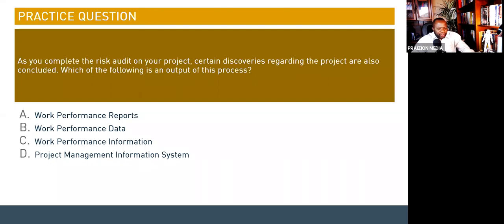So the answer to this, we first of all need to know that risk audits are carried out in the monitor risks process. And then you need to know the output of monitor risks is not the work performance reports. That is an input, not an output. It's not work performance data. That is an input, not an output. It's not project management information system. That's not even an input or output. That's like a tool and technique of anything. So the answer to this, my friends, is actually work performance information. It's an output of any process where you are monitoring or controlling.